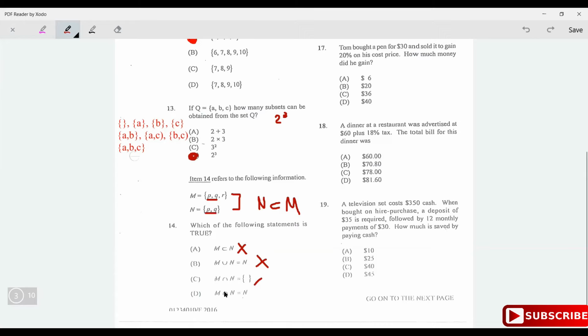Then it asks M intersect N is N. Yes, M intersect N is just P and Q, which is N. That is option D.